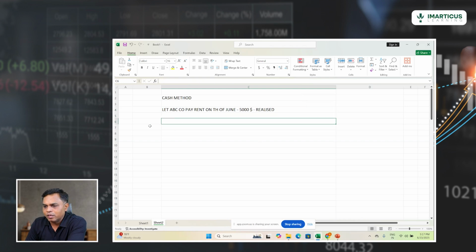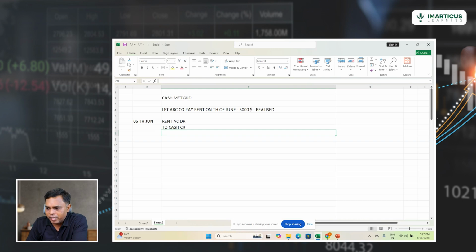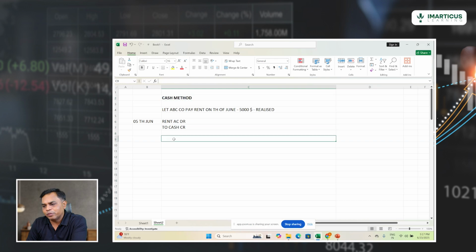The date will be the 5th of June. The company makes the entry: rent account debit, cash account credit, for $5,000. So the entry will be made. This type of accounting method, we call the cash method. Now, let's look at the accrual method, and how the accrual method works.